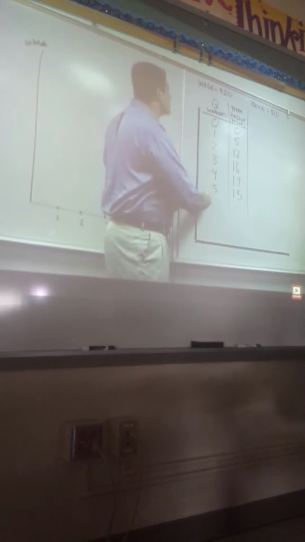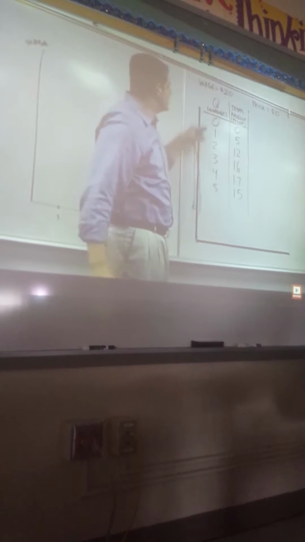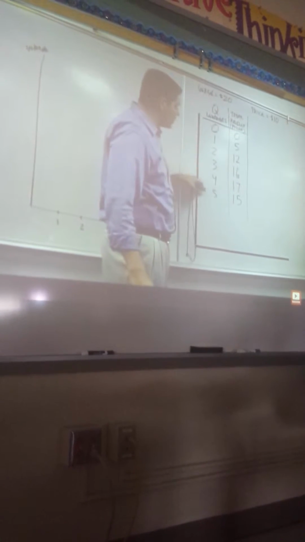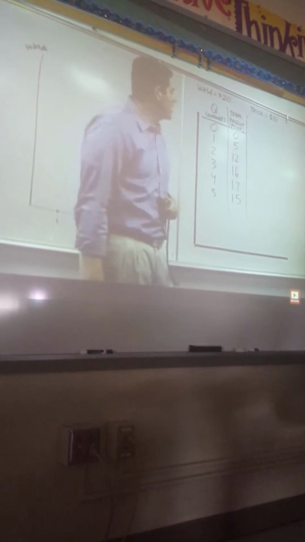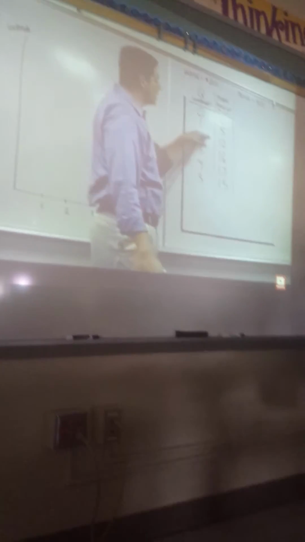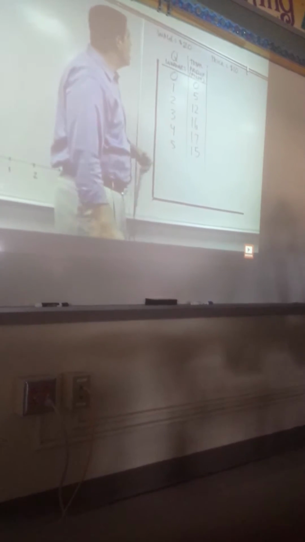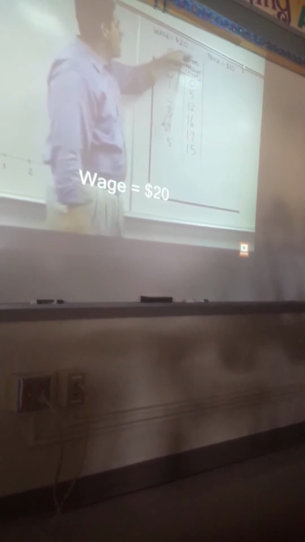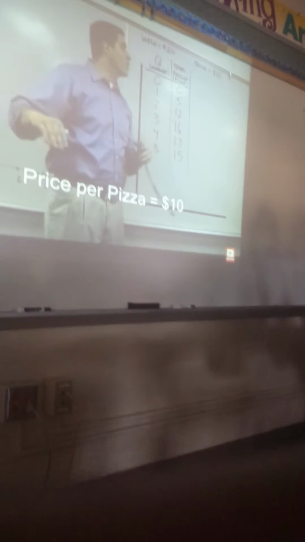This is the number of workers. This is the output they're producing. So let's say this is no cooks, 1, 2, 3, 4, 5 different cooks that I'm going to hire for my company. Over here is the total amount of pizza. 1 cook can make 5, 2 together can make 12, 3 can make 16. Up here the wage is 20, and the price I can sell each one of these pizzas for is $10 a piece.